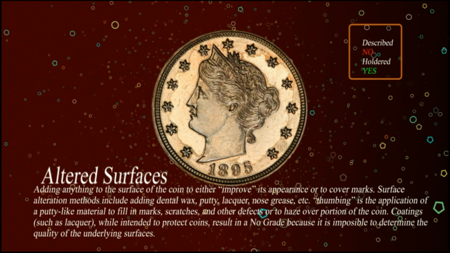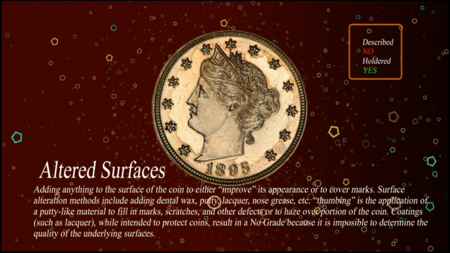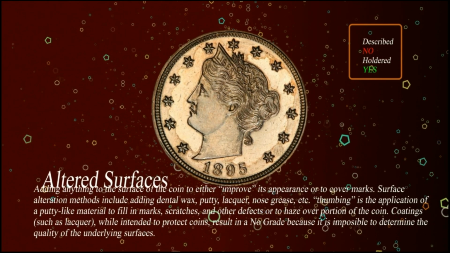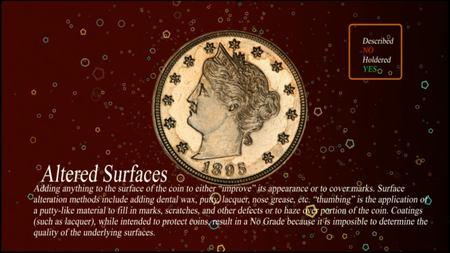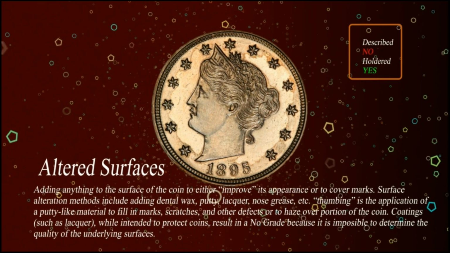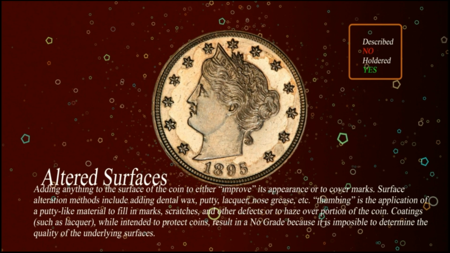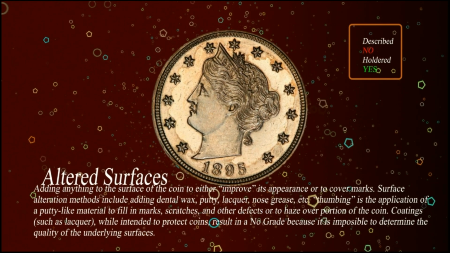Altered surface. Adding anything to the surface of the coin to either improve its appearance or to cover marks. Surface alteration methods include adding dental wax, putty, lacquer, nose grease, etc.